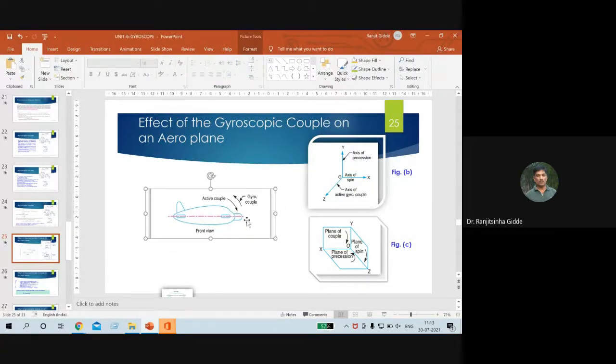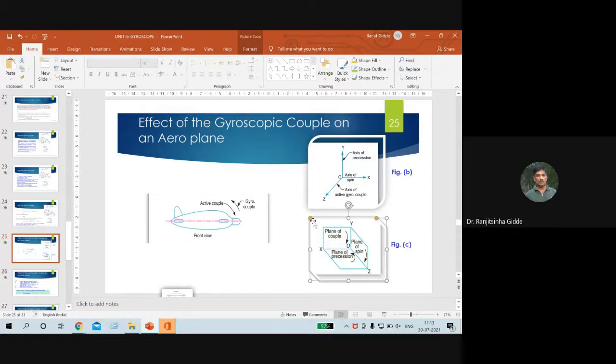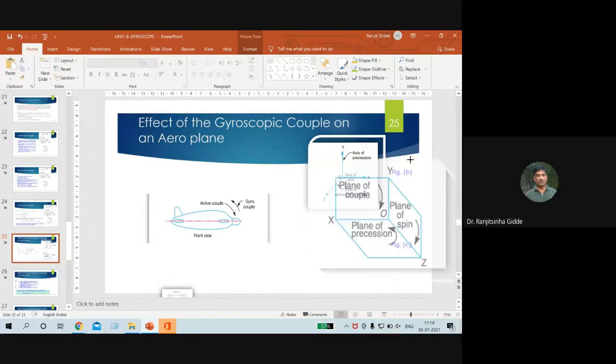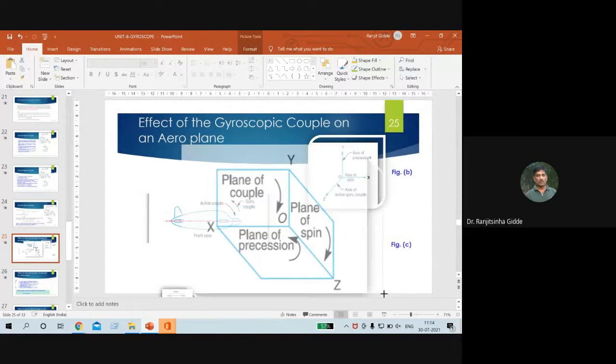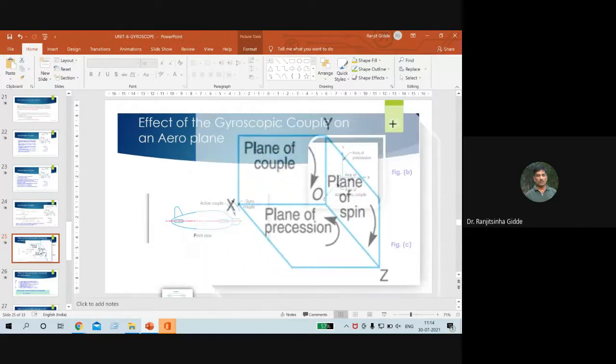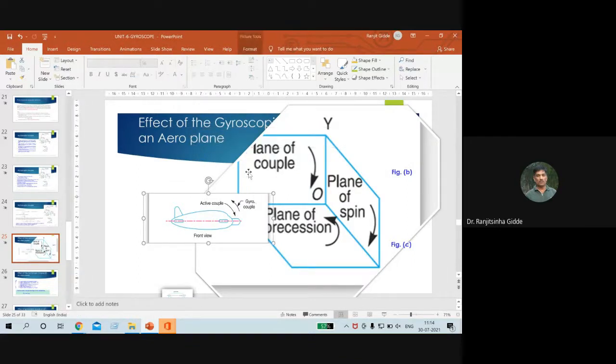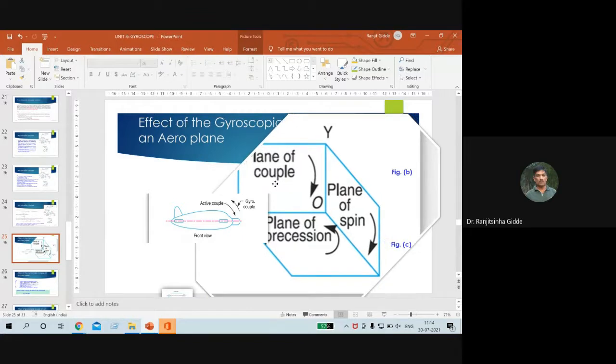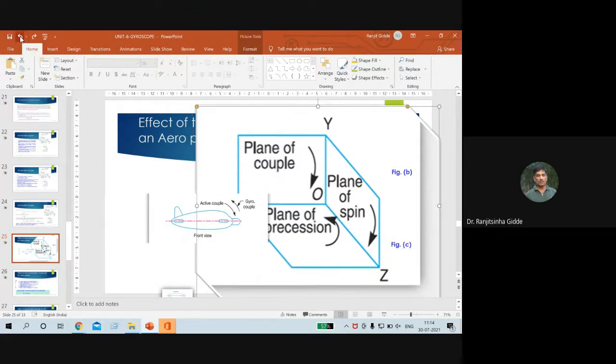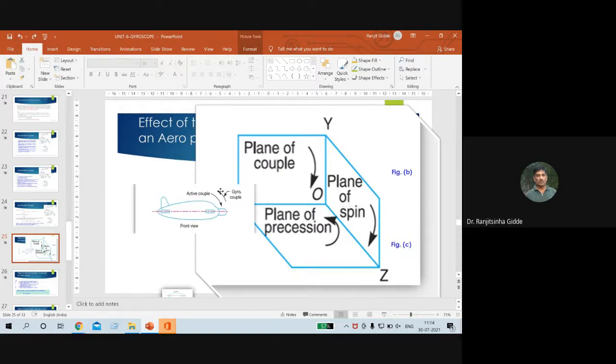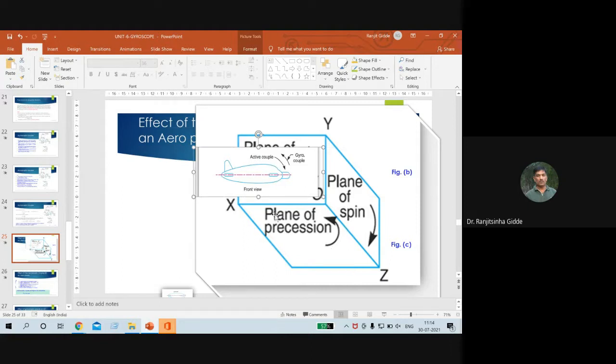Okay, now this is the front view. Now in this plane of couple, we have seen in this direction, then we have seen in this direction, and now we are going to observe from this side, and there we are going to see the plane will move like this, the plane will have an effect like this.